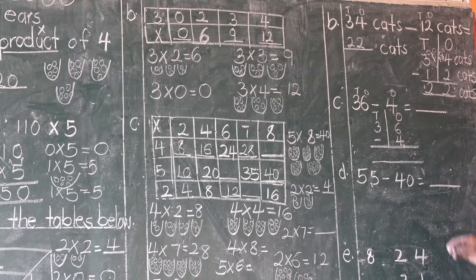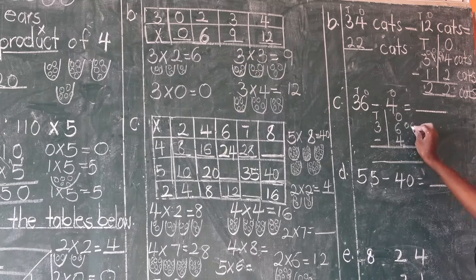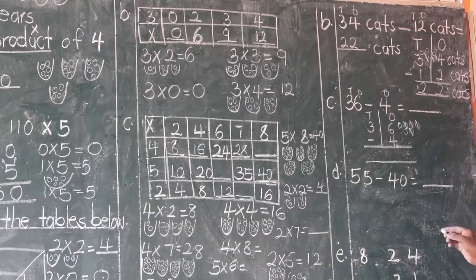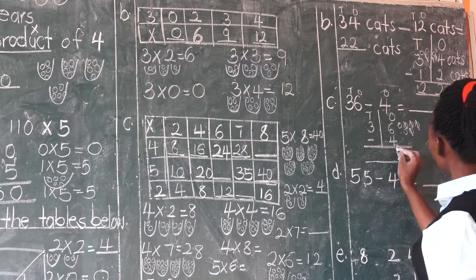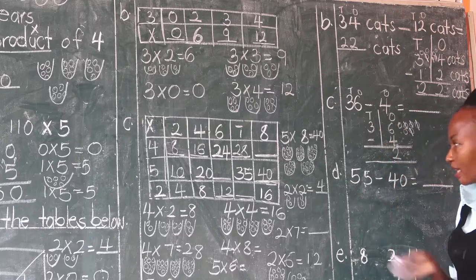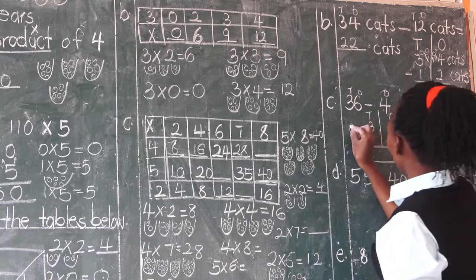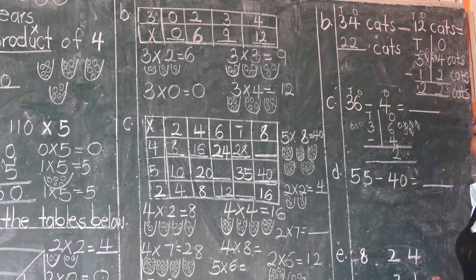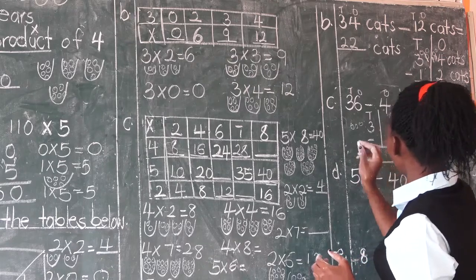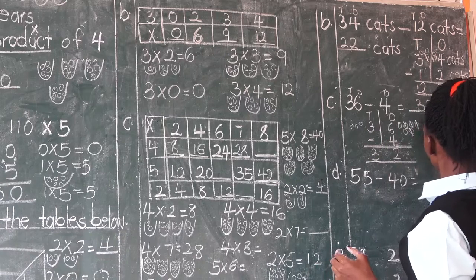And the ones we have there, 6, take away 4. Now let's draw our 6 balls. 1, 2, 3, 4, 5, 6. After drawing the 6, now we are going to cross out 4. 1, 2, 3, 4. How many have we remained with? 1, 2. We come to tens, and the tens we have there is 3. 3 take away 0. Okay, let's draw the balls. But still under the 0 concept, any number take away 0, you get that very number. Now our answer will be 32.